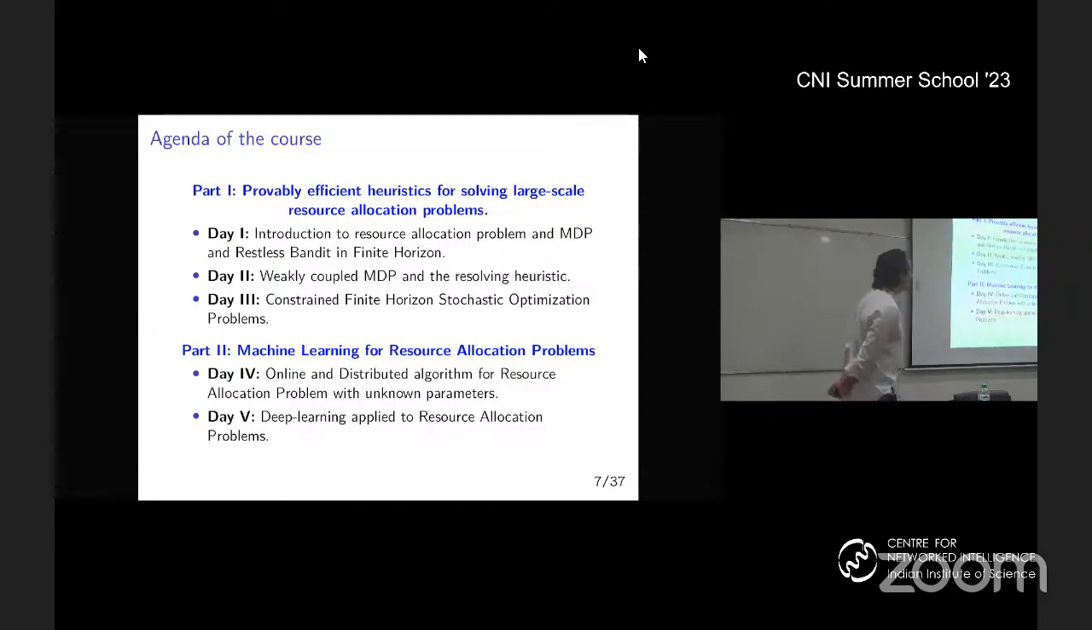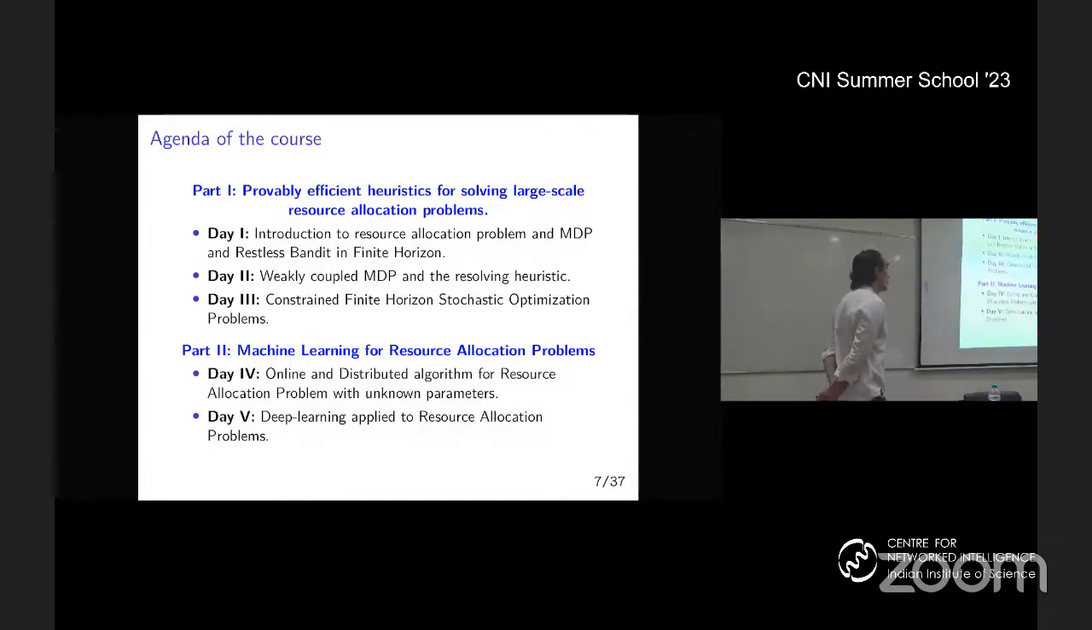So the first part is basically about designing efficient heuristics for solving large-scale resource allocation problems. You will very quickly understand that all the resource allocation problems are what we call NP-hard problems, in the sense that after 10 instances, it's just not working. So there is a lot of research in the past decades about designing better heuristics and also being able to prove their optimality.